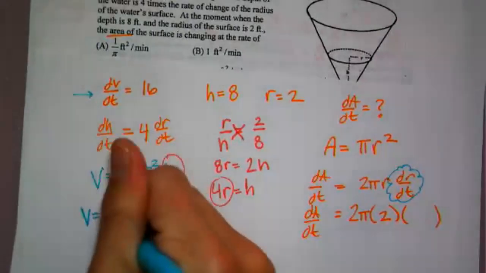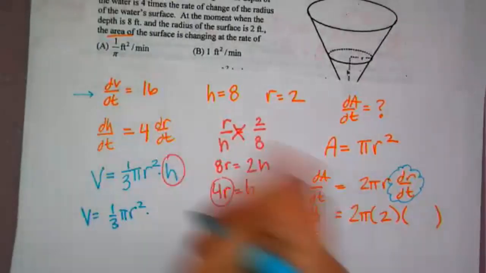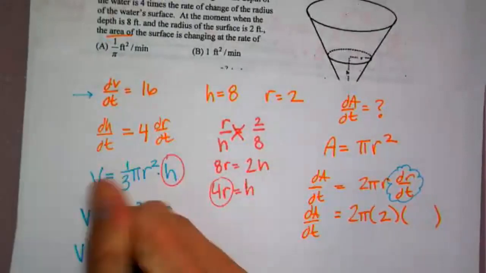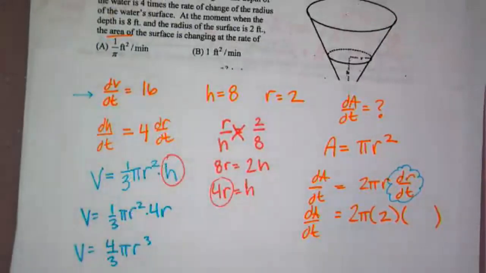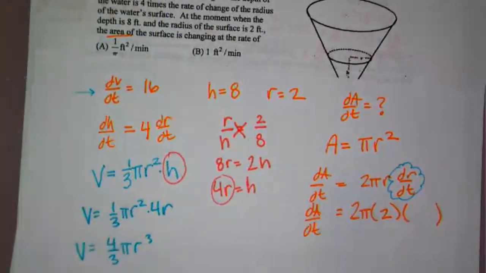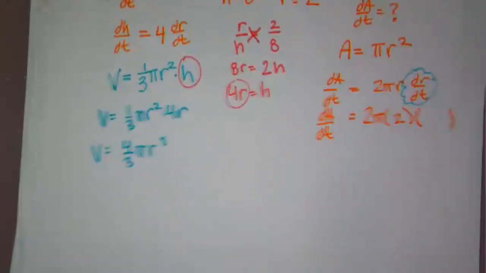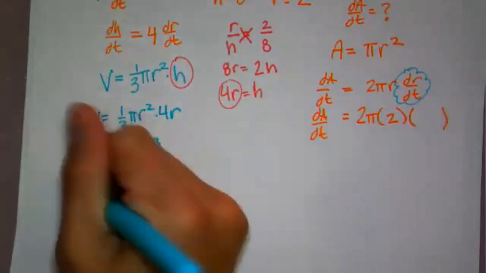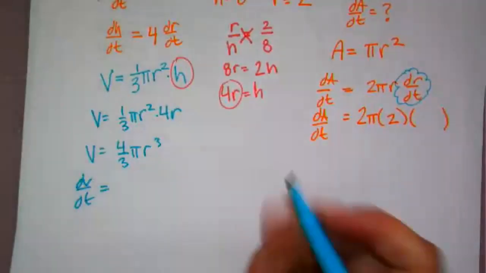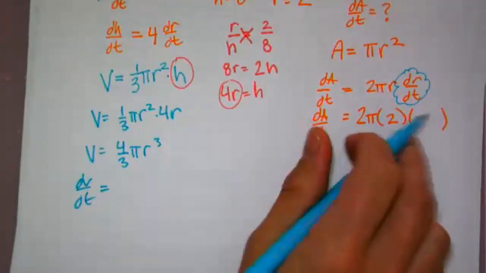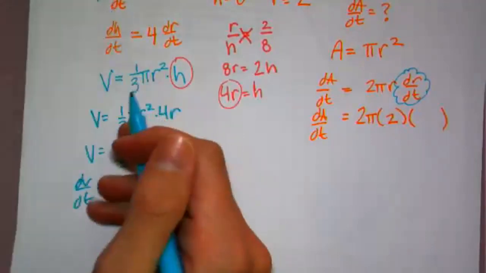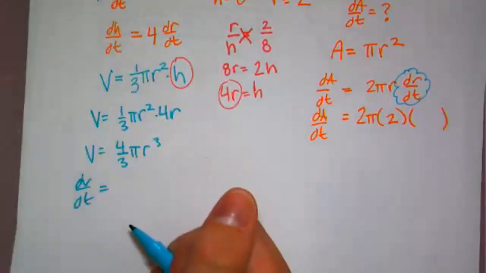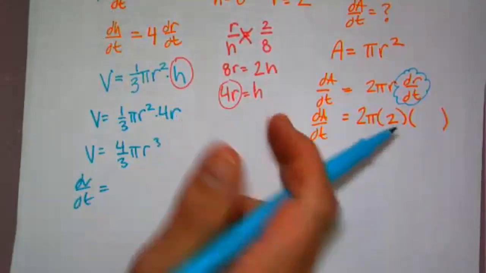So V equals 1/3 pi R squared times 4R, which is 4/3 pi R cubed. And then you can do the derivative. All right, so now we can find dV/dt. Why are we doing this again? To find what dR/dt is, to plug it back in. Because it gave me stuff about dV/dt, so I'm going to use the volume formula to find dR/dt, to plug it back into here.